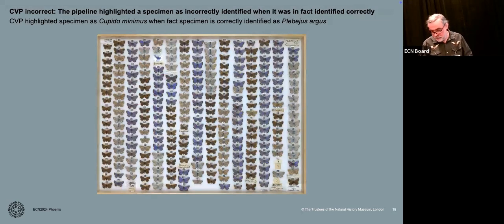Now, the computer vision pipeline didn't get it right all the time. As I say, we've got this huge number of aberrations. So in this draw, it picked out that specimen and said it was actually Cupido minimus, when it is actually Plebidus argus, the silver-studded blue. But it was an aberrant specimen, and the females tend to have these orange lunules on the hind wings, and that specimen didn't for some reason. But again, the undersides have been seen. The undersides are very distinct from each other.